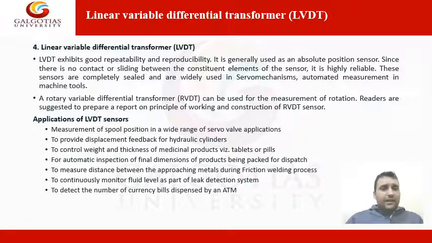So the LVDT exhibits good repeatability and reproducibility. It is generally used as an absolute position sensor, since there is no contact or sliding between the constituent elements of the sensor, which makes it highly reliable. These sensors are completely sealed and widely used in servo mechanisms and automated measurement in machine tools. A rotary variable differential transformer, that is RVDT, can be used for measurement of rotations. The readers are suggested to prepare a report on the principle of working and construction of RVDT sensors.